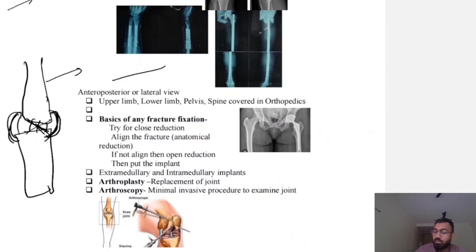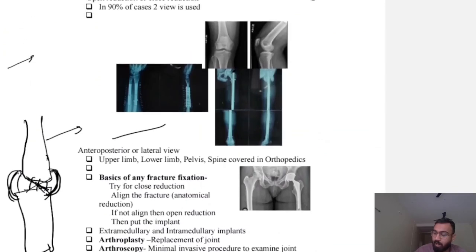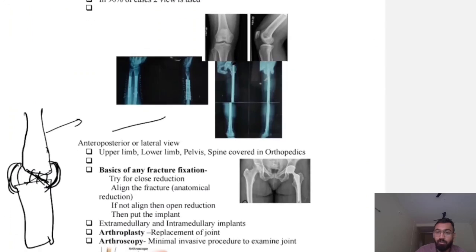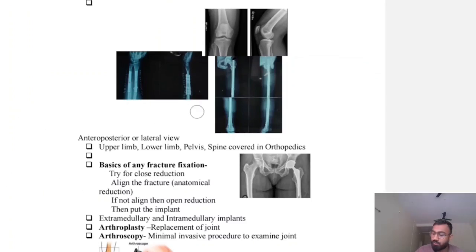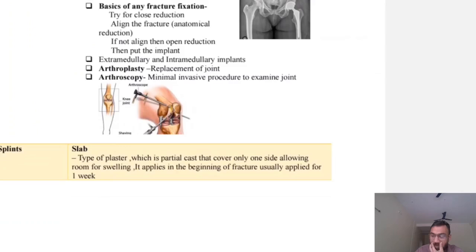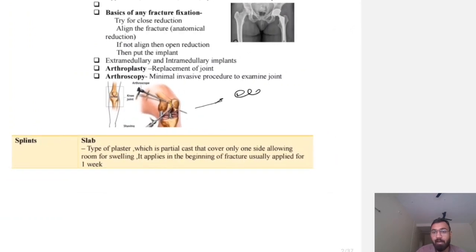So you have to do arthroscopy for the ACL. What you have to do is put a camera inside and repair that anterior cruciate ligament. That is known as arthroscopy. It is a minimally invasive procedure to examine the joint, examine the knee joint, or repair the ligaments inside the knee. That is known as arthroscopy.